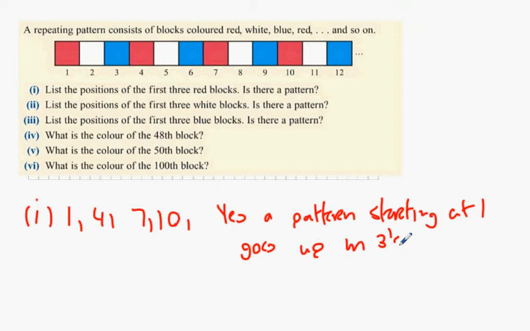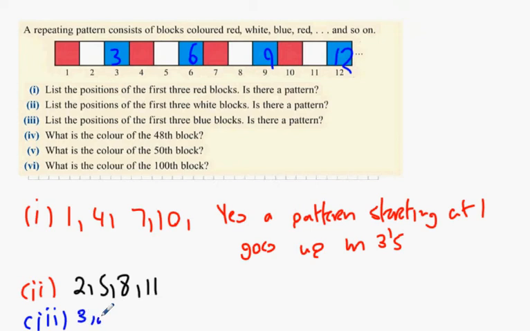What about question 2? The white pattern. It's 2, 5, 8, 11. It is a pattern, except this time it starts at 2 and goes up in 3s. Same deal. And finally the last one, part 3, which is the blue blocks: 3, 6, 9, 12. Yes, there is a pattern. It starts at 3 and goes up in 3s. Pretty much everybody got those ones.